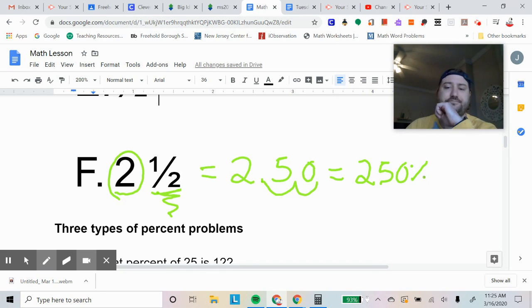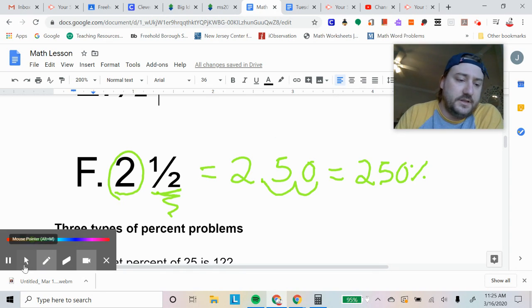All right. And that is conversions. Nothing too crazy, nothing too hectic. You guys are more than capable of doing it, right? Okay, so let's go on to the next portion.